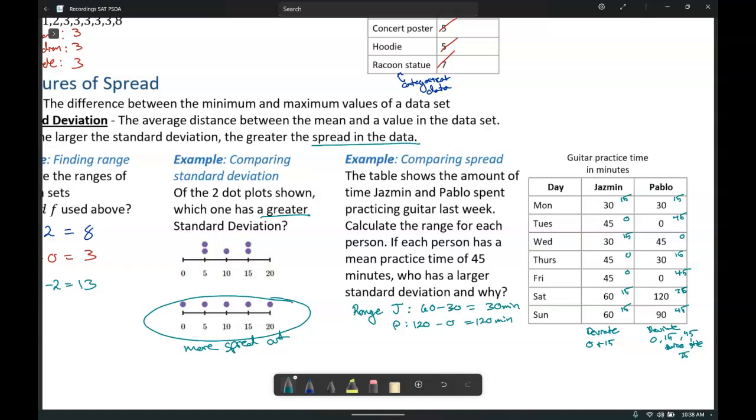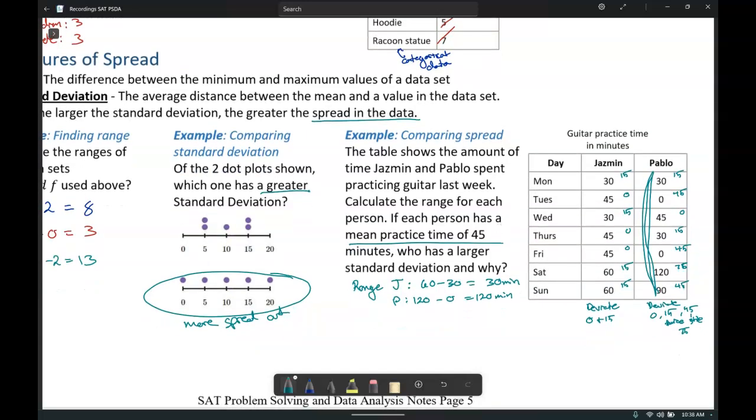And so we can see visually that Pablo's data deviates much more from the mean value of 45. Therefore, Pablo's standard deviation is larger, because his times vary much more.